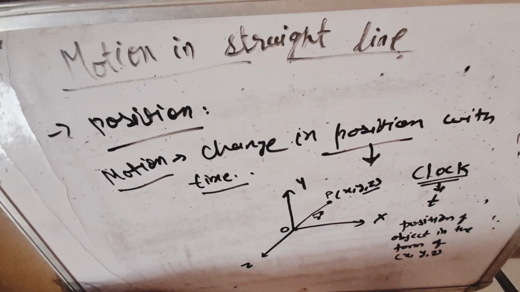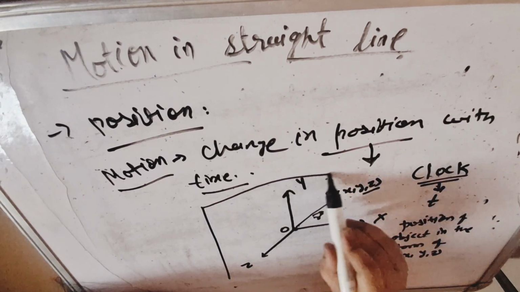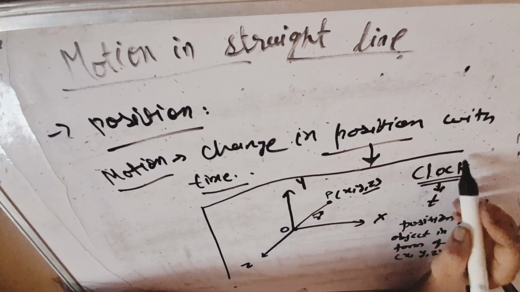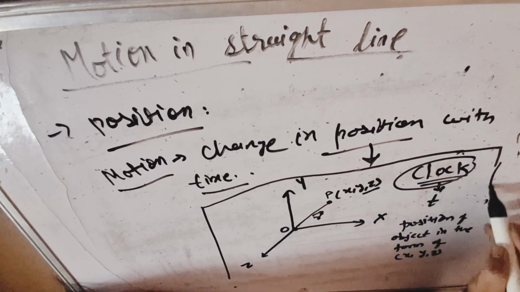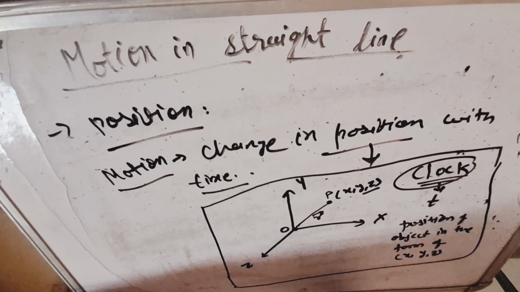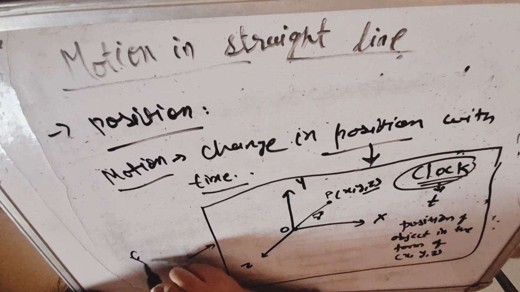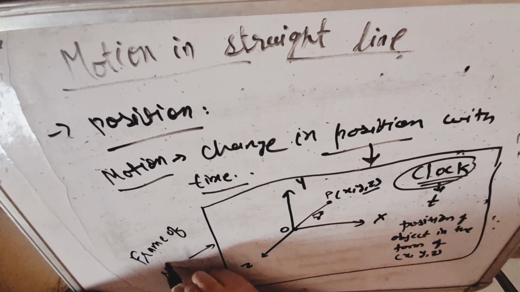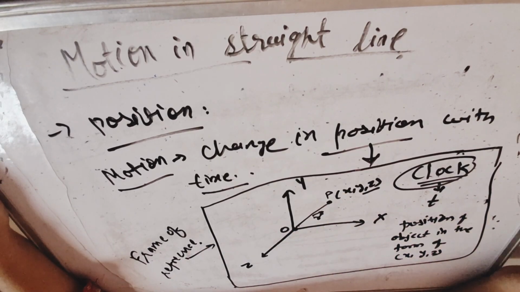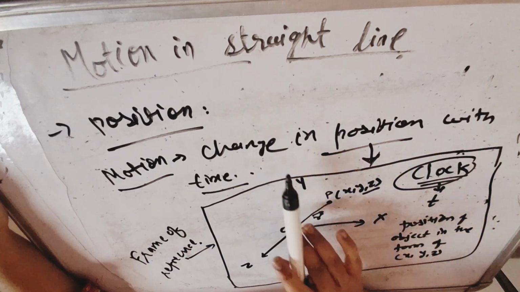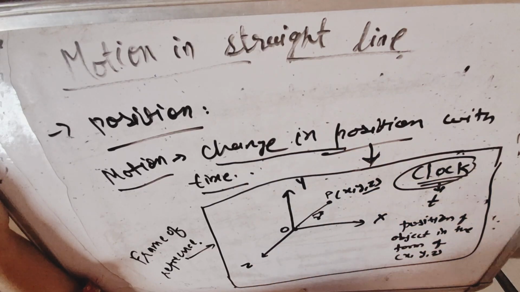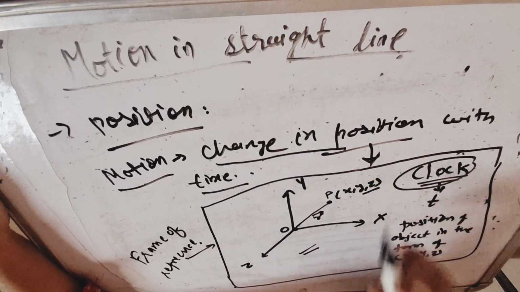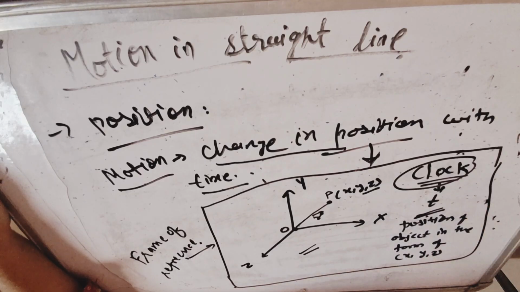Distance r. This whole system, the coordinate system and the clock, makes the frame of reference. Just as I explained, change in position with time: we calculate the change in position from the Cartesian coordinate, and for the time we need a clock. That's how we can calculate the motion. Okay, the position I have explained, this is the position of the object P.